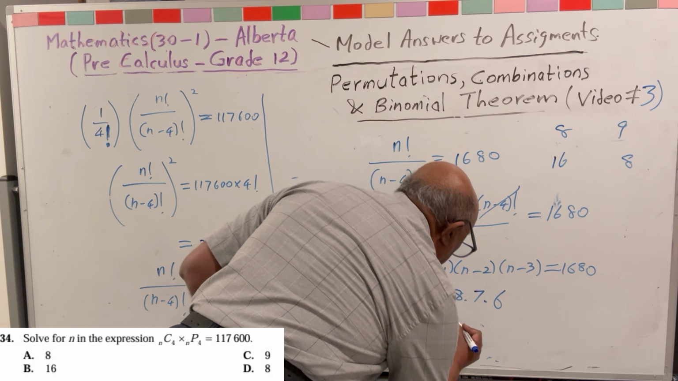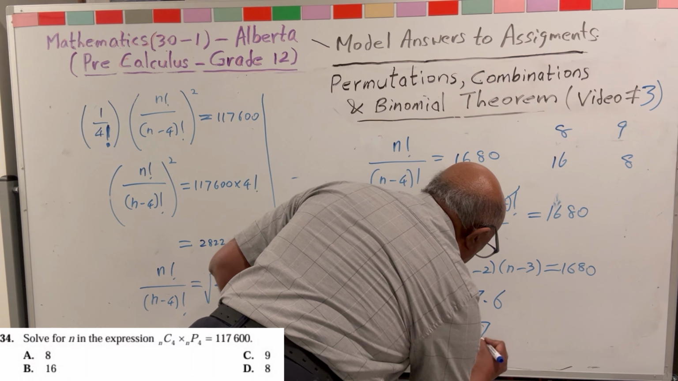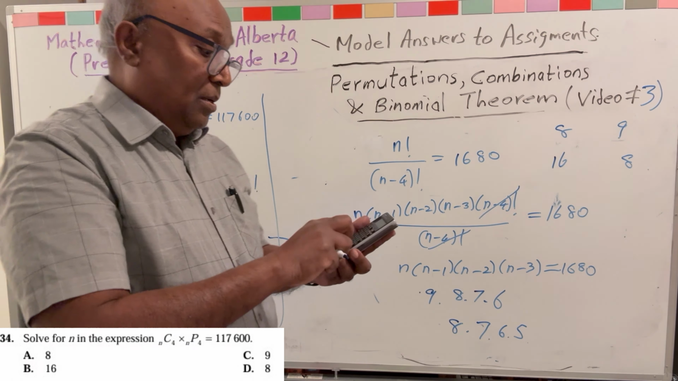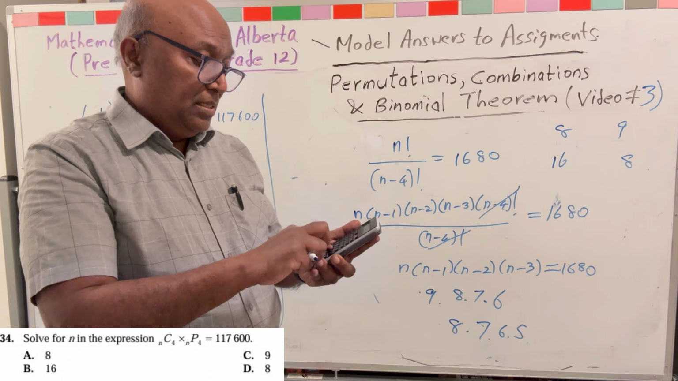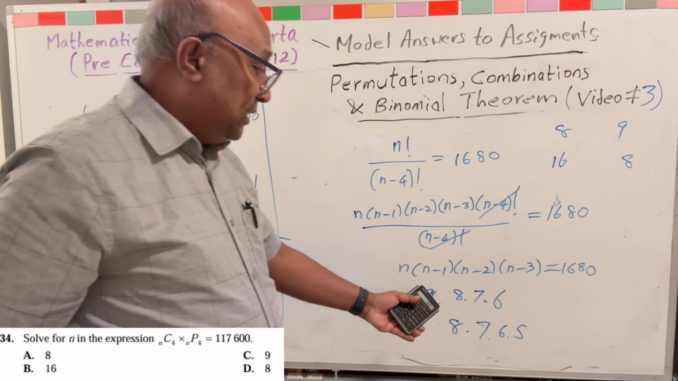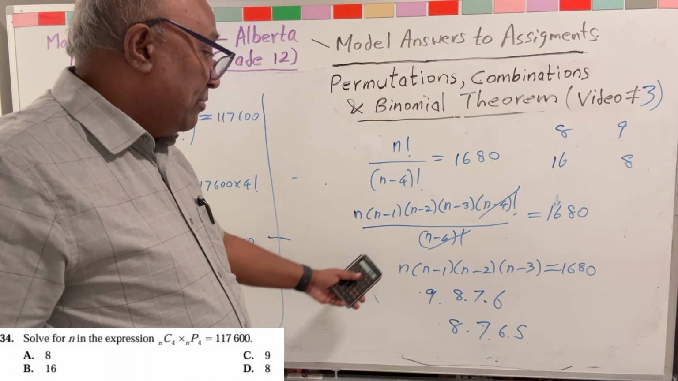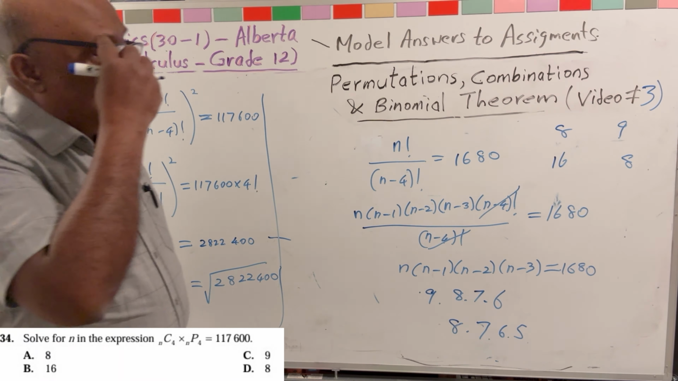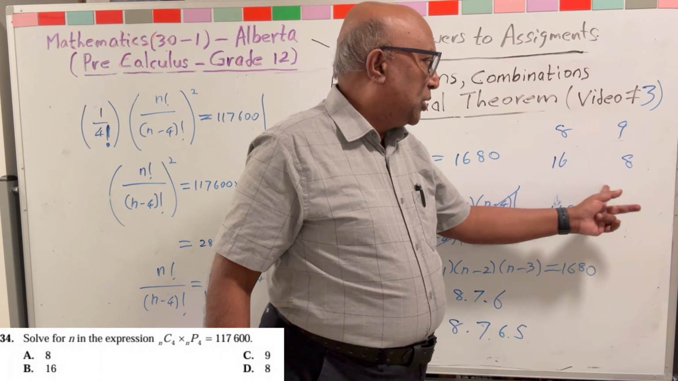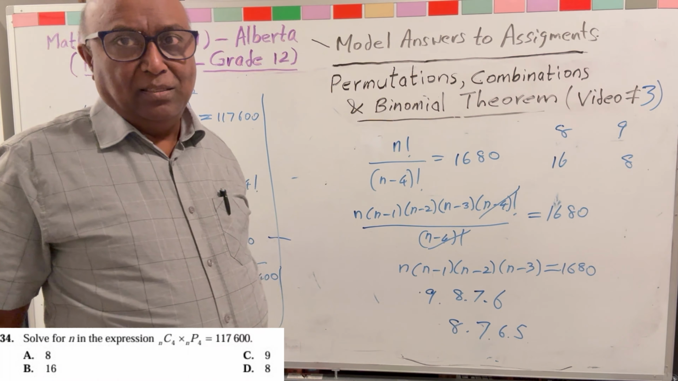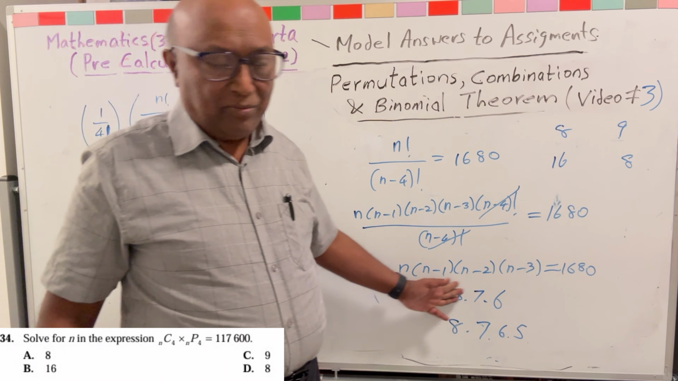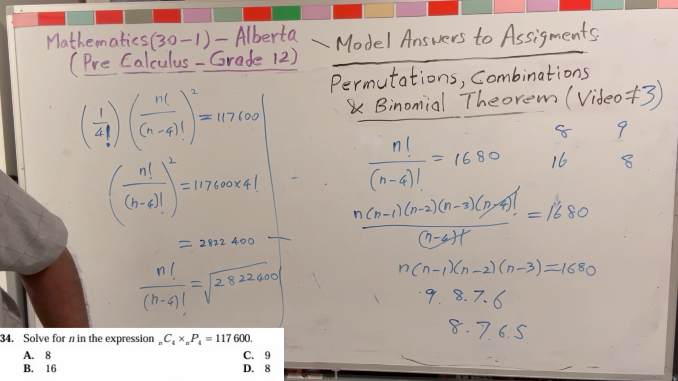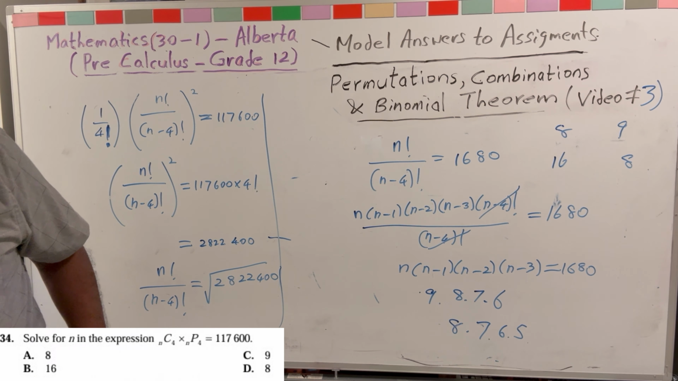Let's try with 8. 8, 7, 6, 5. Yes, we are getting the answer. This is the right answer. When you apply n equal to 8, we are getting the answer. Even though this is not a multiple choice question, you can use the guess and check method, because we have to substitute some reasonable value. Okay, n is equal to 8. The answer is A or D, doesn't matter. Answer is, let's say, D.